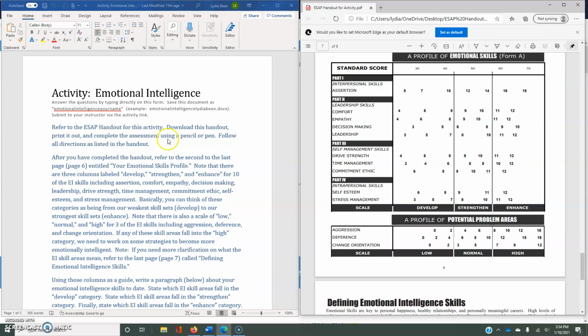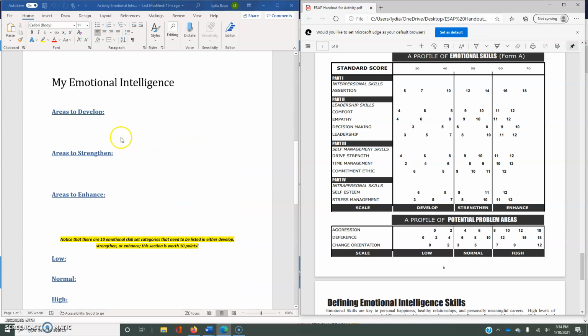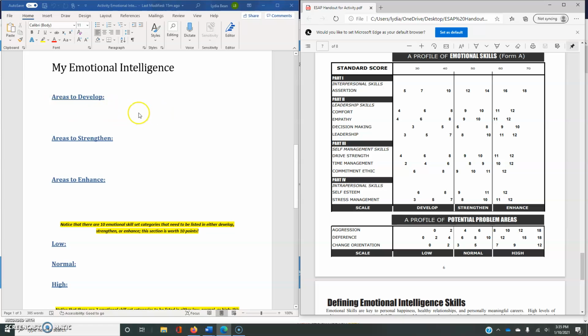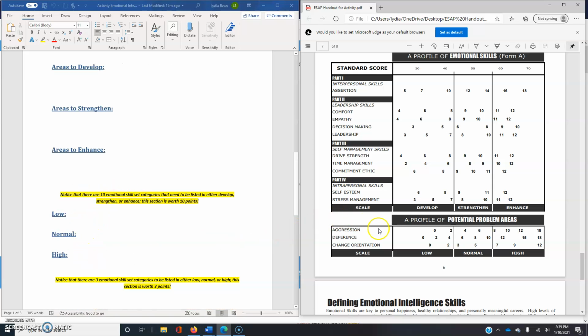So using whatever you got on this chart, you're going to go to the page you're going to turn in to me, and I specifically ask you which areas fell in the develop category. Anything that fell in this section, you're just merely going to write the word. When it comes to strengthen, if anything fell in this middle category, you're just going to write the words of the skill sets. And if anything fell into this enhance category, you're going to write the term. The same thing is true for low, normal, and high. If anything fell in here, you're going to record it as low, anything here as normal, and anything here as high. So when you're finished, you're just going to have 13 words that are listed, 10 for this section, which represents these 10 words, and 3 for this section, which represents these 3 words.